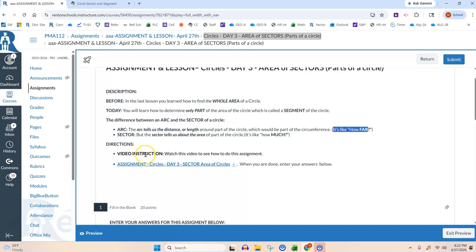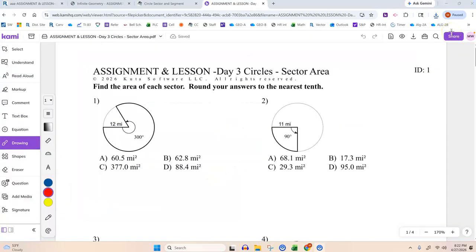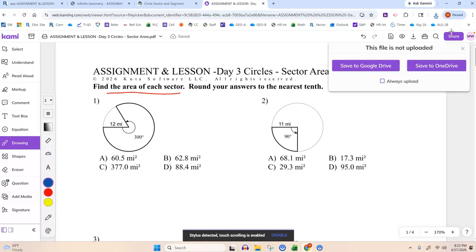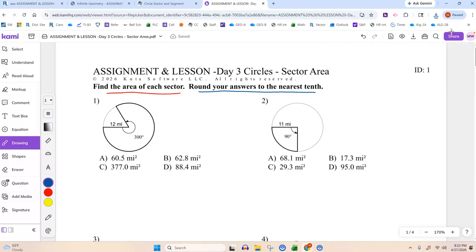So let's go ahead and look at the assignment. Let's open that up in Kami. The first question says, find the area of each sector and round your answers to the nearest tenth. So all of these today we're going to round to the nearest tenth. Again, we're looking for the area of a sector. So the first thing we want to do, step number 1, is find the area of the whole circle.